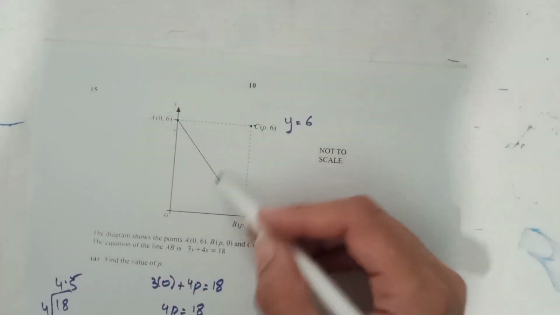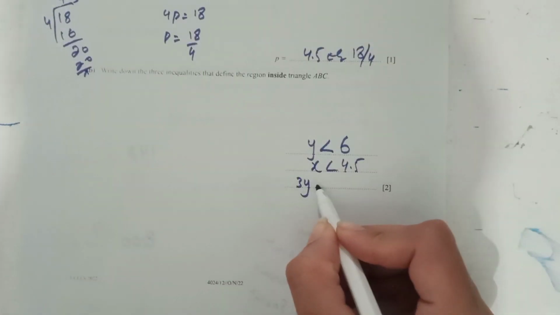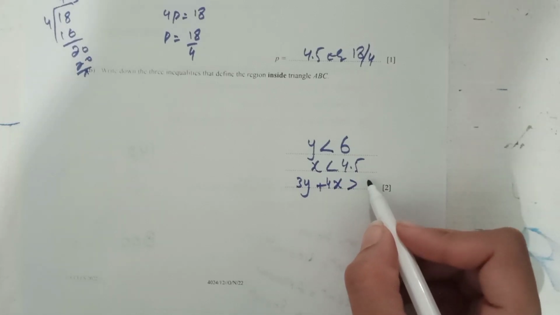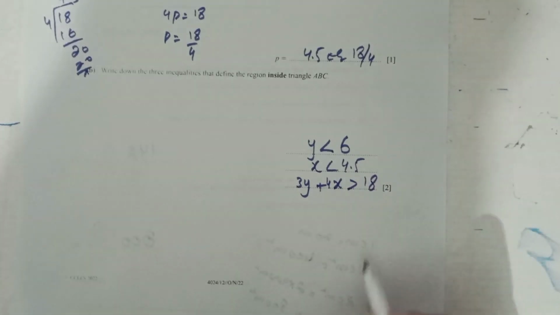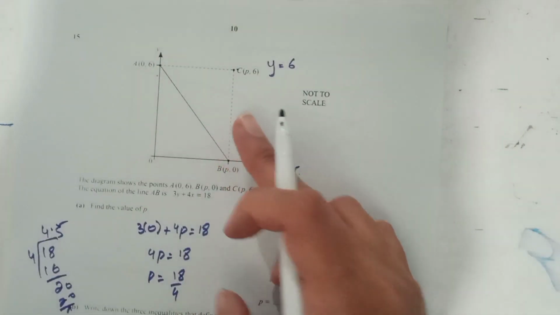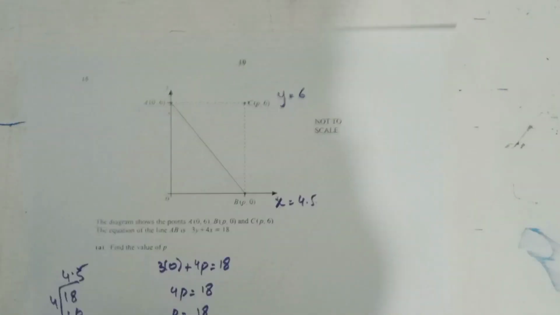But there is a region above that line. That's why we write there 3y plus 4x is greater than 18. Now students, those are the three inequalities which we write for this triangle. Now question number 15 is solved.